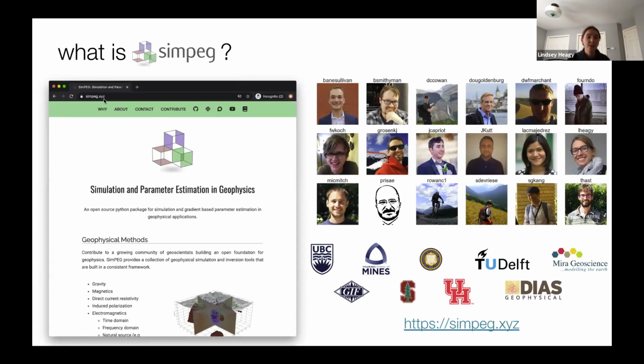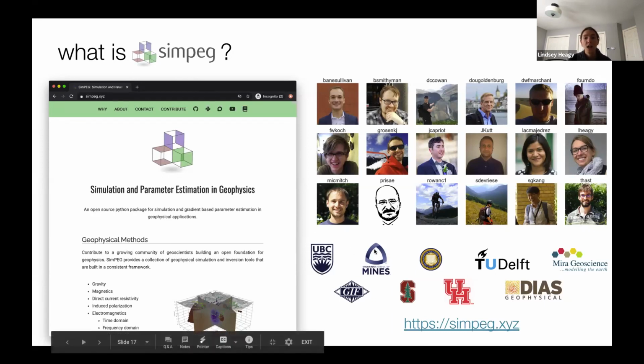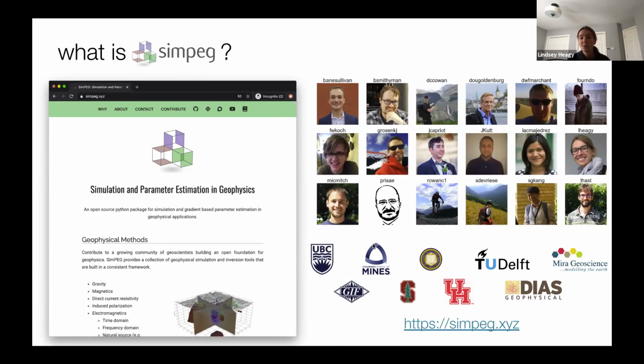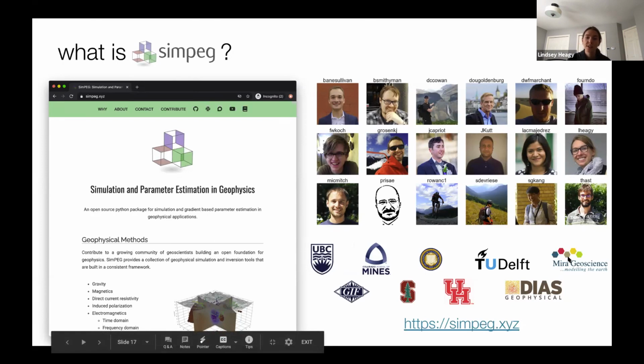And so there's the code that you can access and learn about through the SimPEG website. But there's also a number of communication channels and ways to get in touch and get involved. And so this is an image of some of the current contributors who are involved. And it's really exciting to see that there's folks at different universities. So yes, we started at UBC, but now there's contributors from Colorado School of Mines, Stanford, Houston, TU Delft, as well as industry contributors from DS Geophysical and Mirror Geosciences.